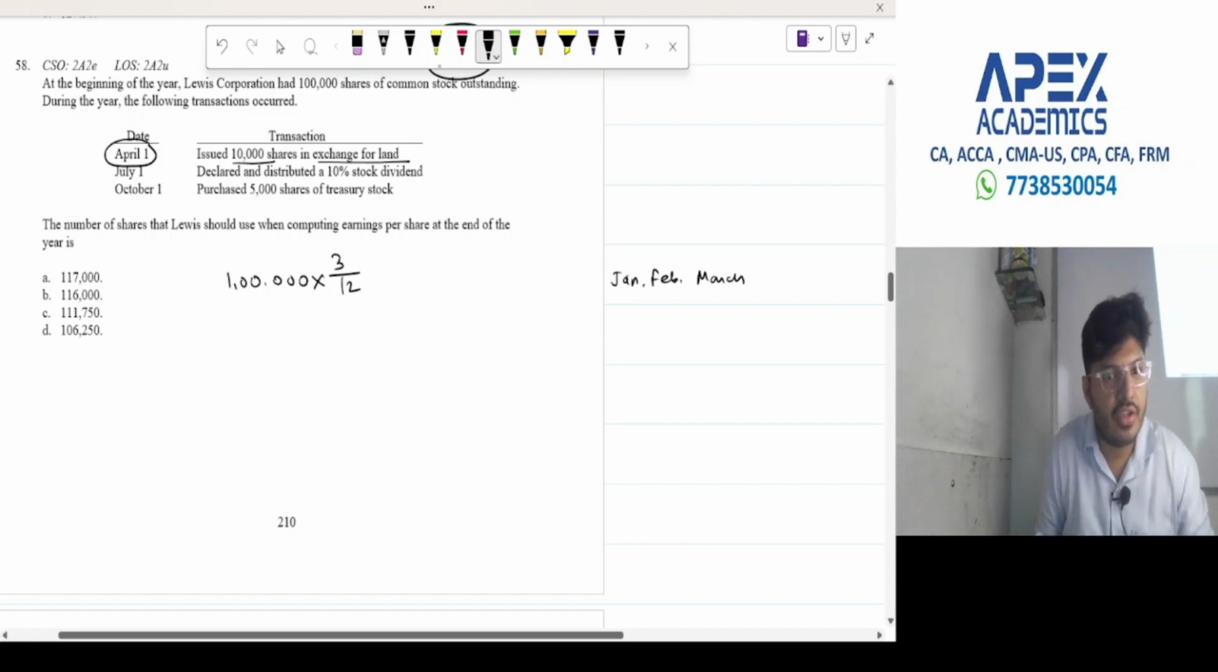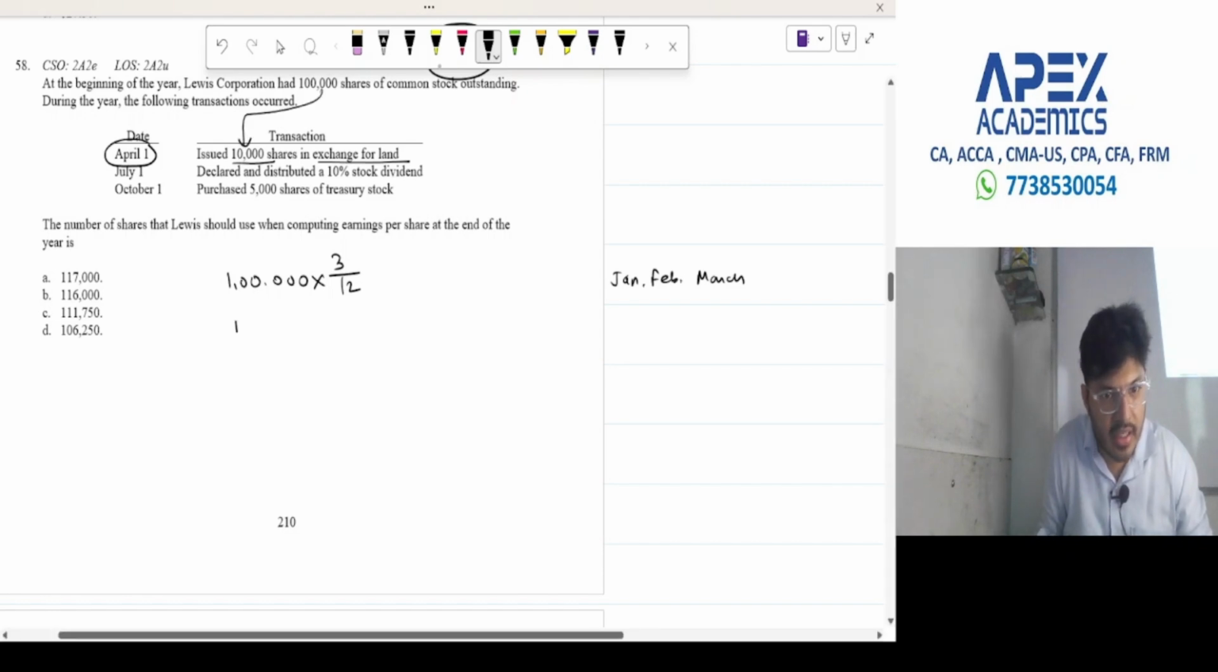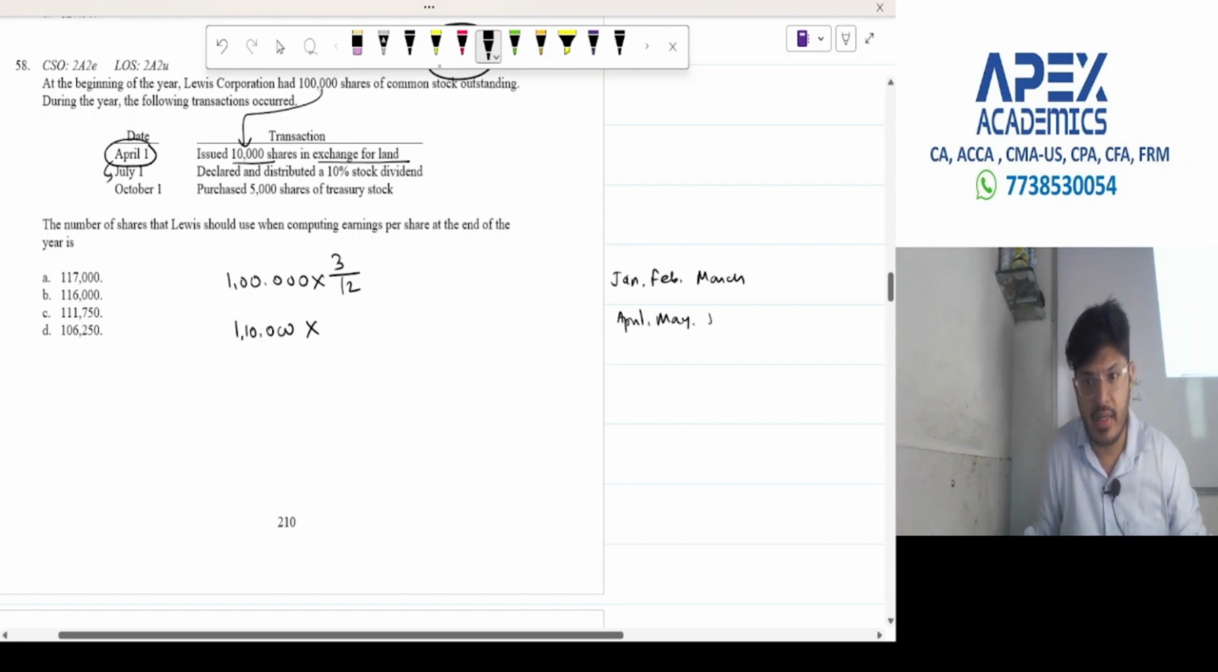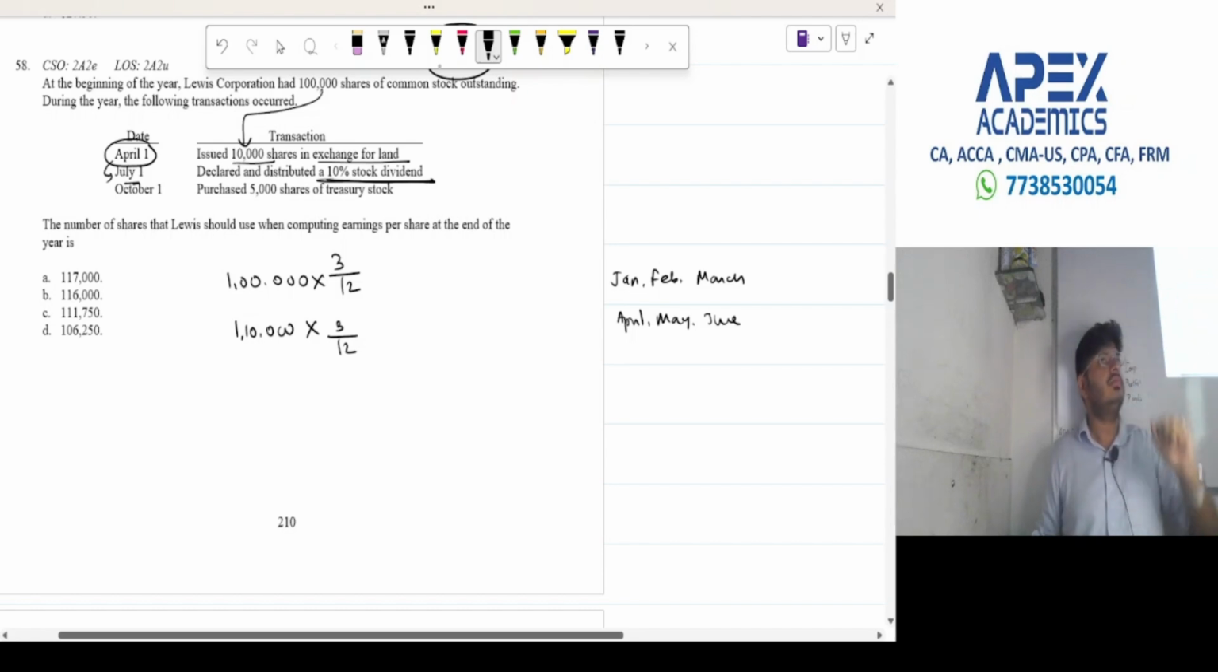Sir, April, issued 10,000 shares in exchange for land. Sir, I had 1 lakh shares and now this 10,000 came. So can I say that I have 1 lakh 10,000 shares now? Till 1st of July. It is from 1st of April. So April, May, June. Sir, can I over here also write 3 by 12? Sir, on 1st July they declared us 10% stock dividend.